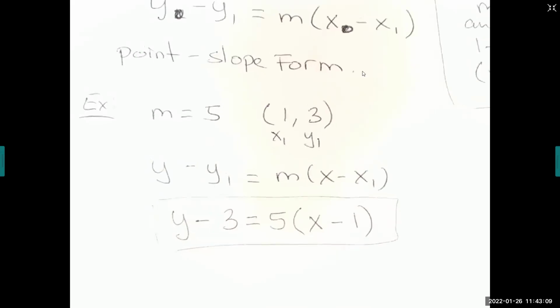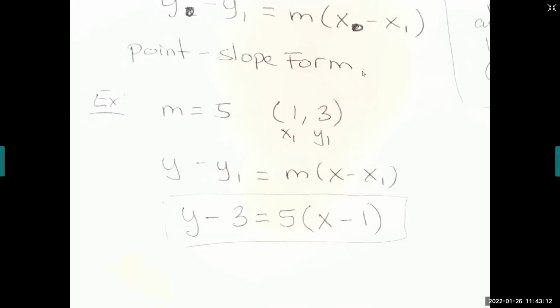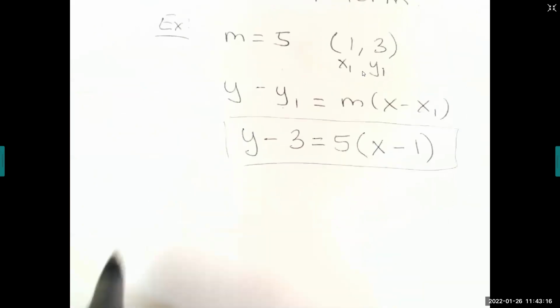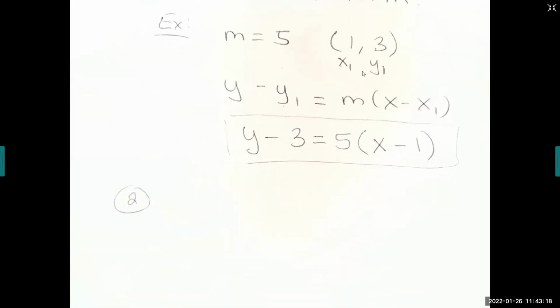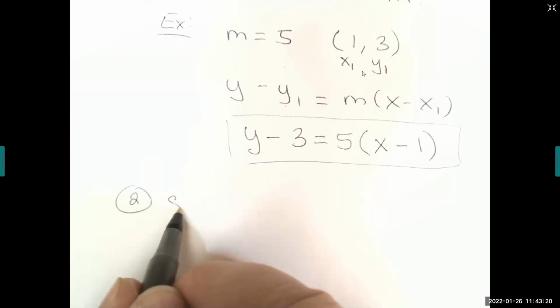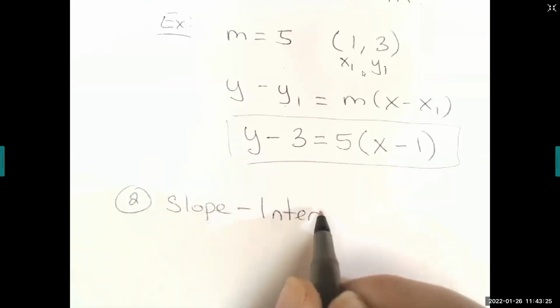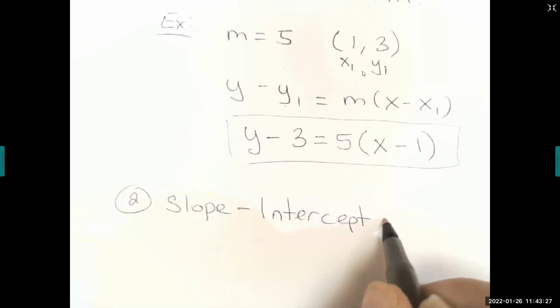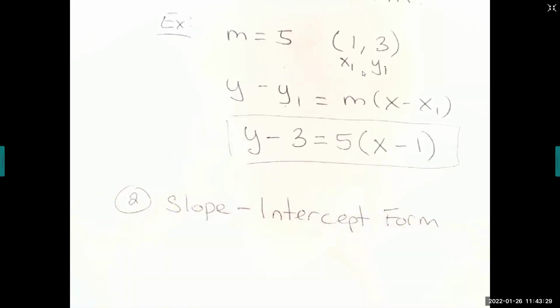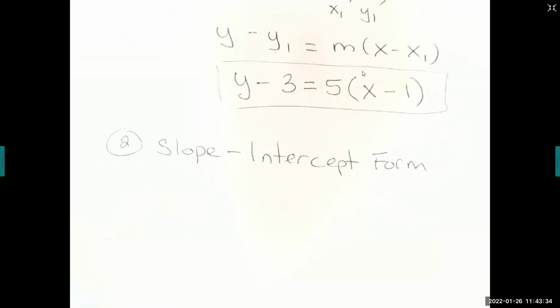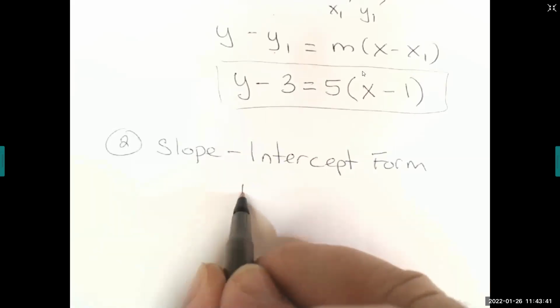All right, the second form. This is the first form. The second form is called the slope-intercept form. And that form looks like this.